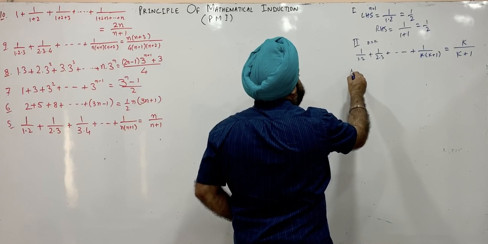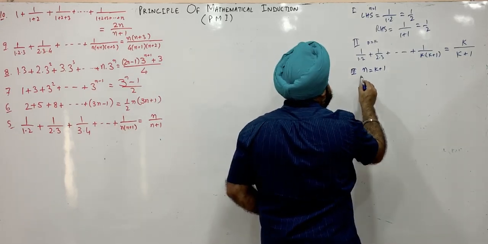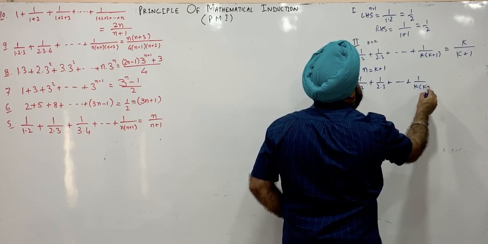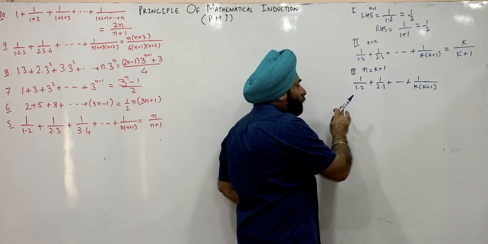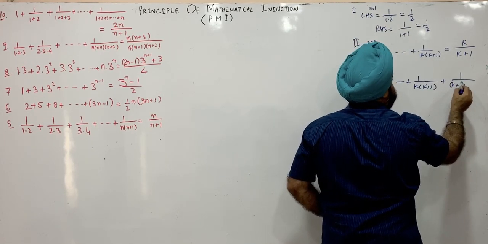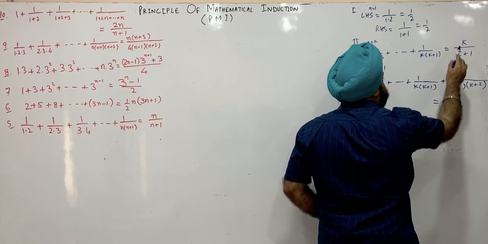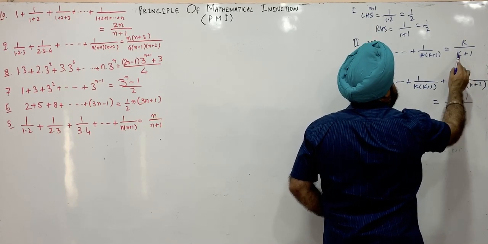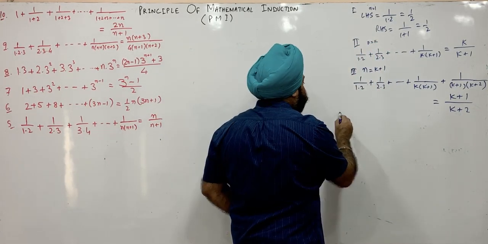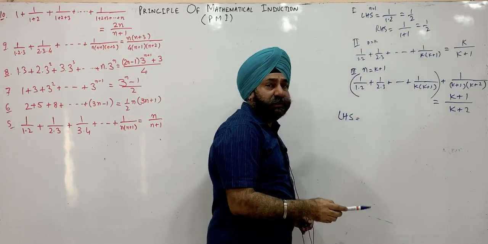Next, we have to prove the result true for n is equal to k plus 1, that is we have to prove 1 upon 1 into 2 and so on up to 1 upon k into k plus 1. This is the sum of first k terms, this will be the next term, k replaced by k plus 1 here and also here, k plus 1 plus 1, this is k plus 2. We have to prove this is equal to k plus 1 upon k plus 1 plus 1, that is k plus 2.